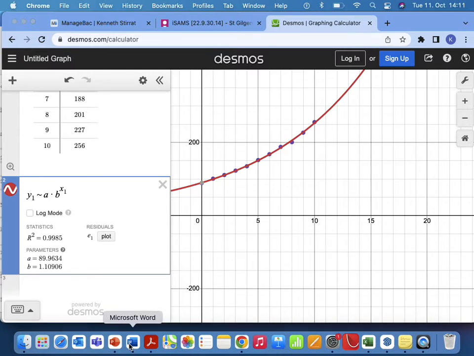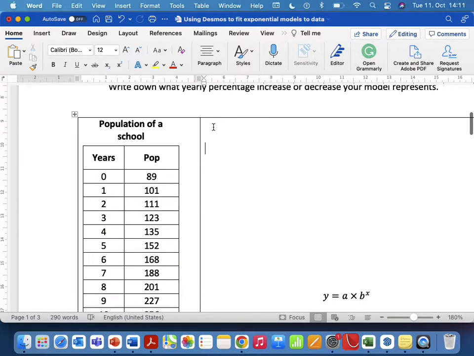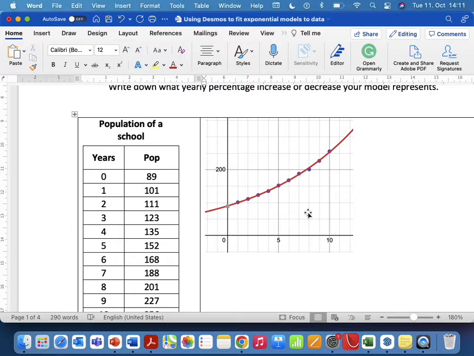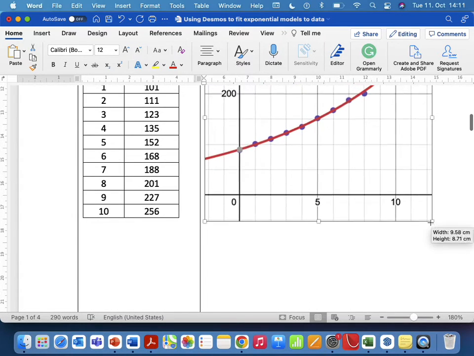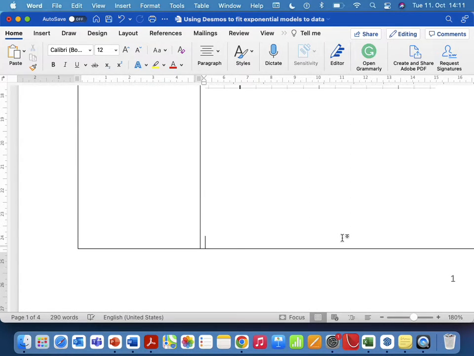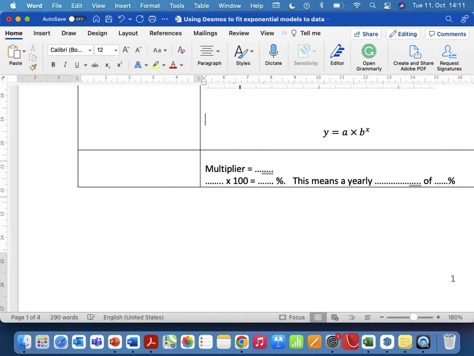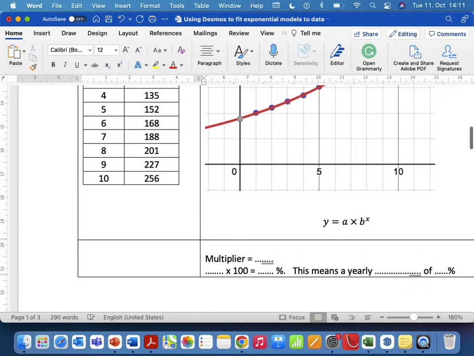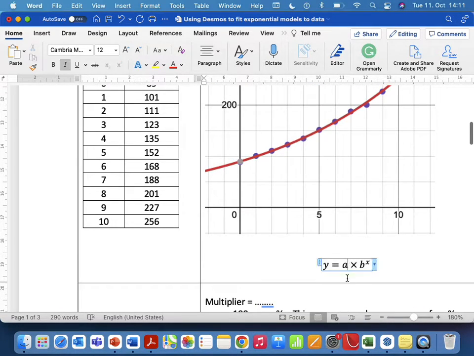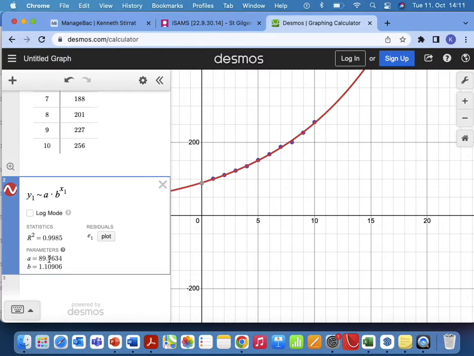Beautiful. Back to my Word document. And in this little space here, Command V. I'm going to draw a little graph in there. And now I'm just going to backspace up because I need the equation of this graph. Do you remember what we said the value of a was? 80 something, wasn't it? Yeah. So let's go back to Desmos and have a little look. 89.96. Now you can round that off, or I might just do 2 decimal places.